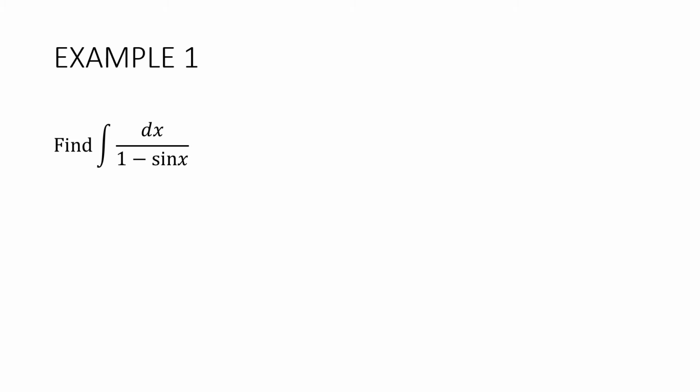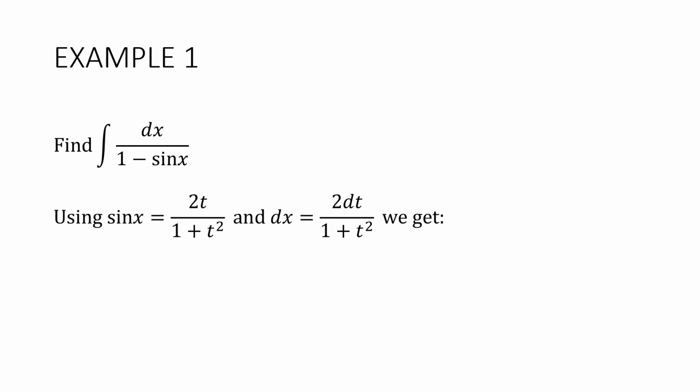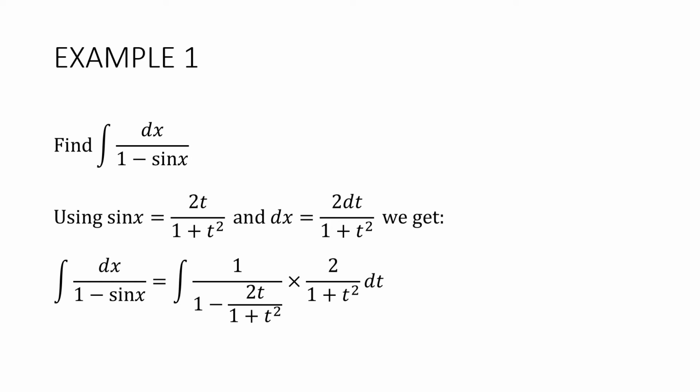Let's look at some examples. Find the integral of 1 on 1 minus sin x dx. Okay, so we need to make some substitutions for sin x and also for dx. And this is what we get. So here we've got 1 take away, there's sin x there, and then multiplied by dx here.